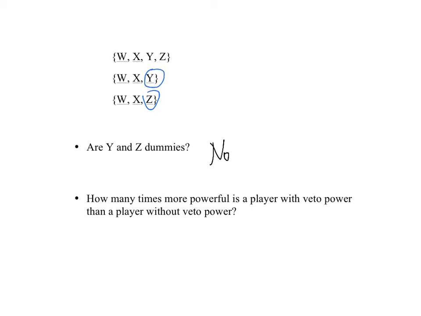We can also answer the question, how many times more powerful is a player with veto power than a player without veto power? Well, W is a player with veto power, and has 3 instances of being critical, whereas Y and Z are each players without veto power, and they each have only 1 instance of being critical. So a veto power player has 3 units of power for every 1 unit possessed by a non-veto power player. So the answer is 3.